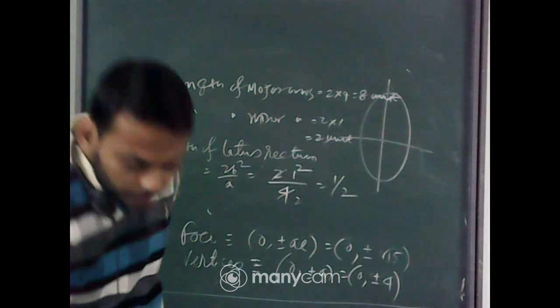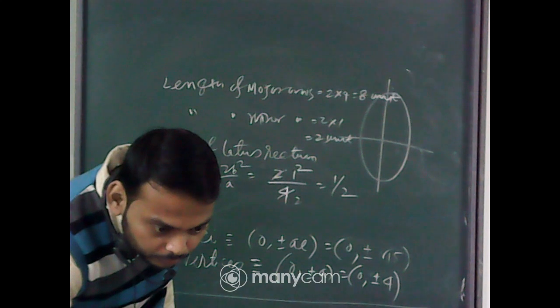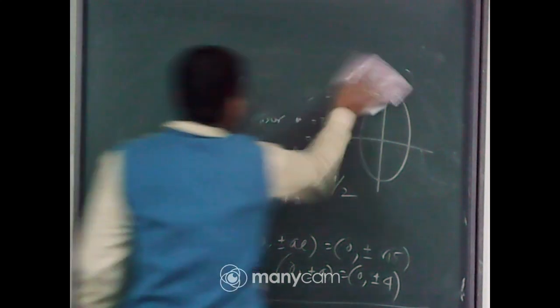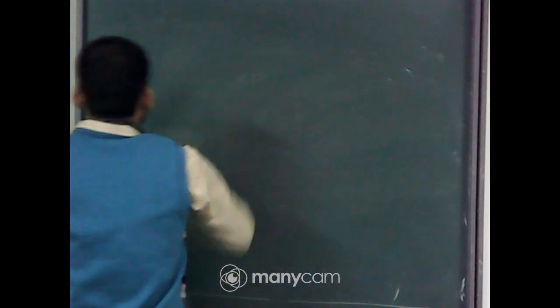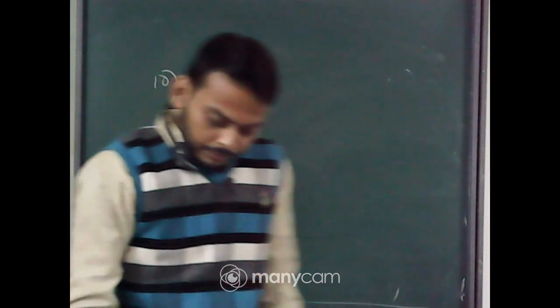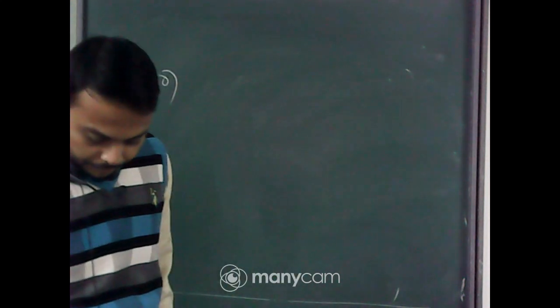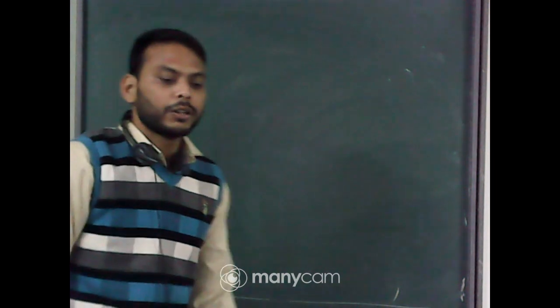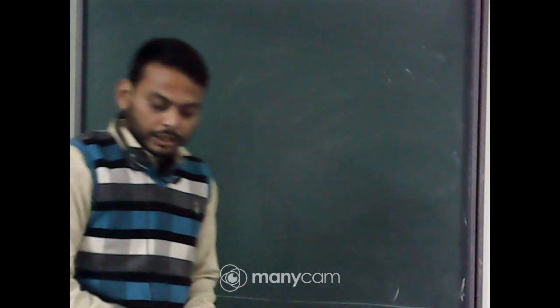Next move on to question number 10. Here some conditions are given to you. You have to find the equation of the ellipse.